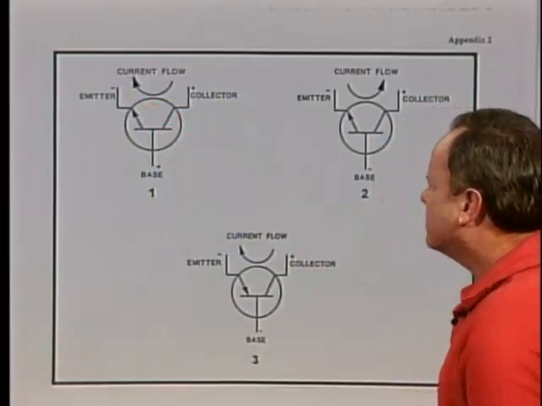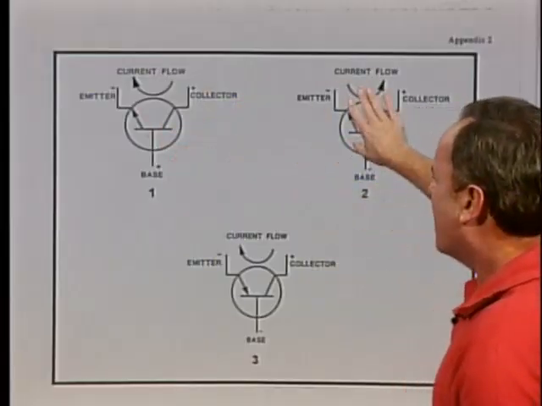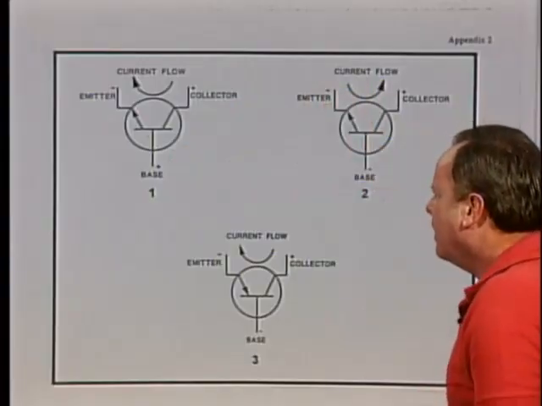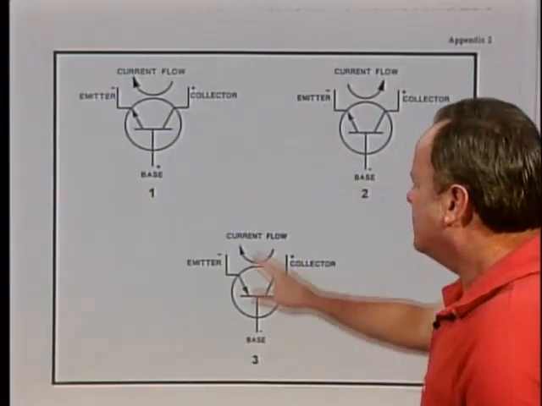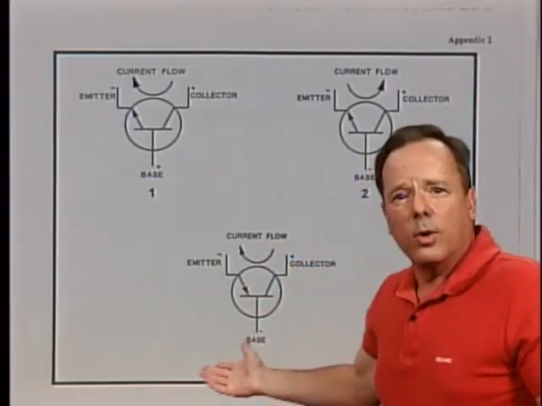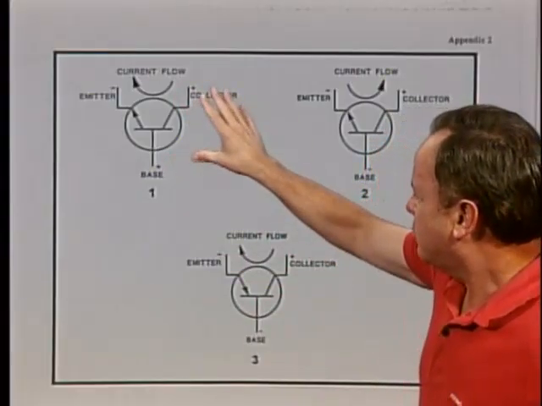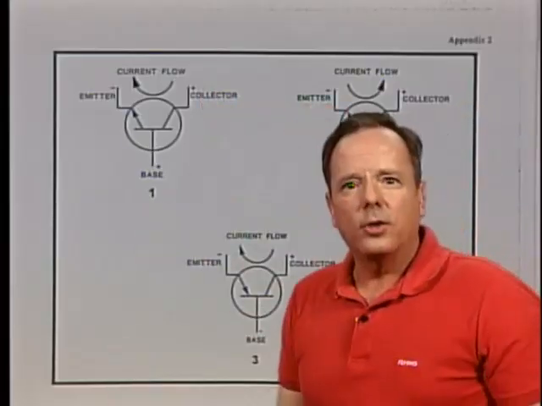And remember, current is always said to flow from positive to negative. So this one is out because they got the current flow in the other direction. And down here, we have a negative base and a negative emitter, and that won't work. It's not forward biased. So drawing number one is a transistor that will allow current to flow.